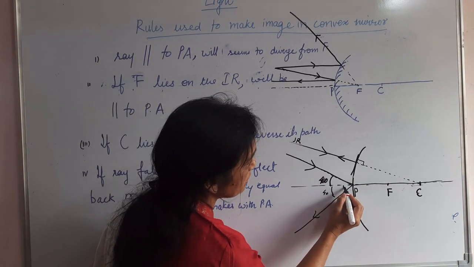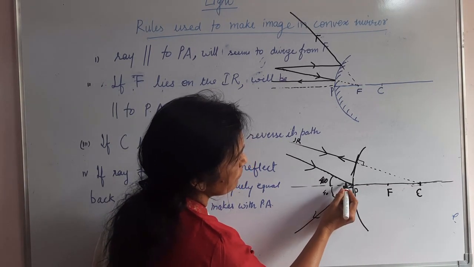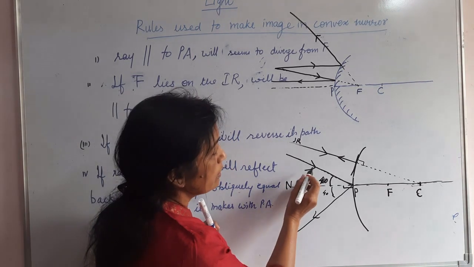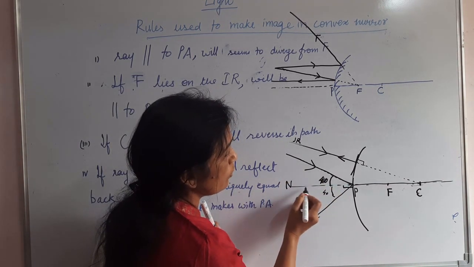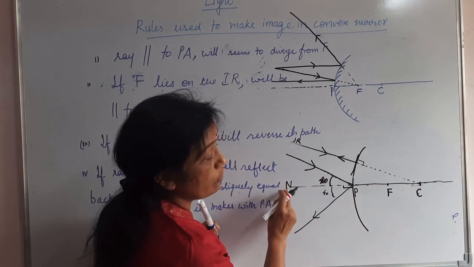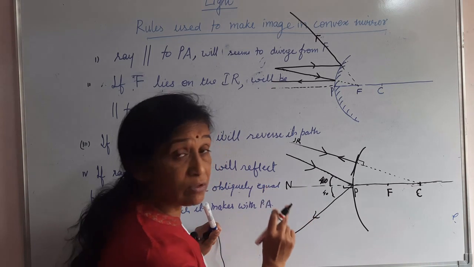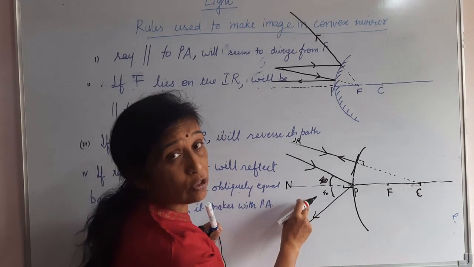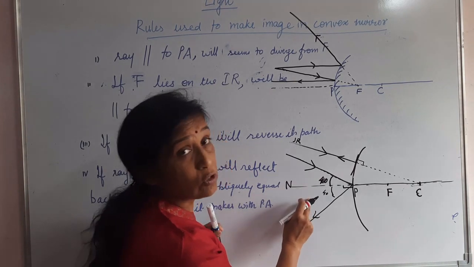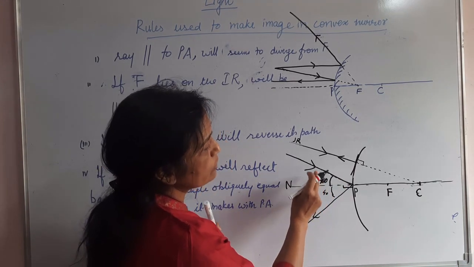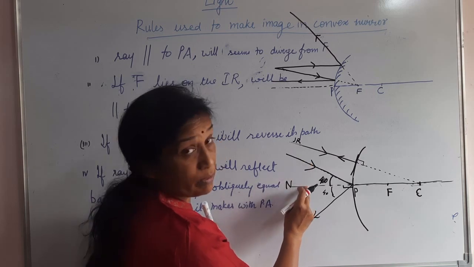So it means it's a normal. And if it's a normal, the angle which the incident ray makes with the normal is angle of incidence, and the angle which the reflected ray makes with the normal is angle of reflection. And we know that light follows certain rules. The angle of incidence is always equal to angle of reflection. So if this is 40, this would also be 40.